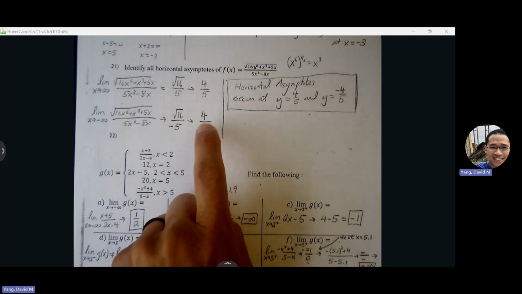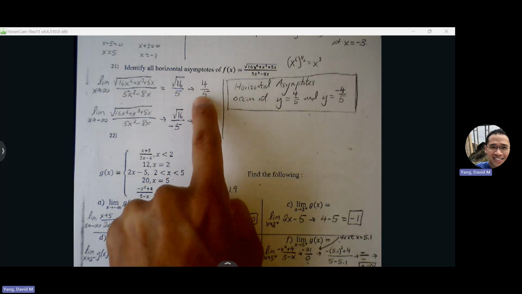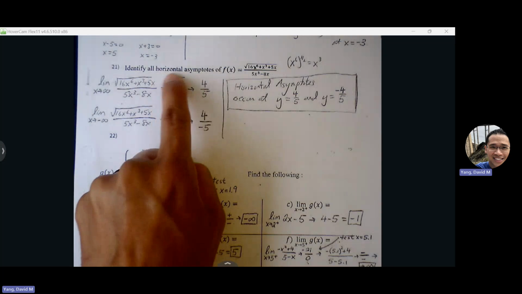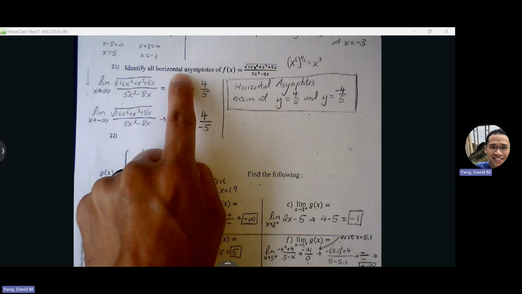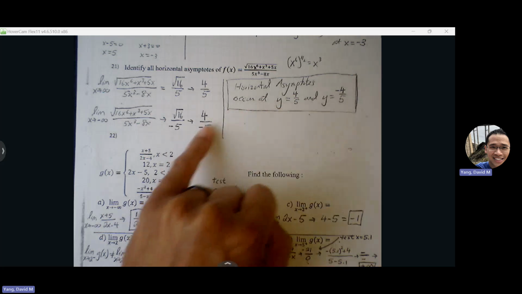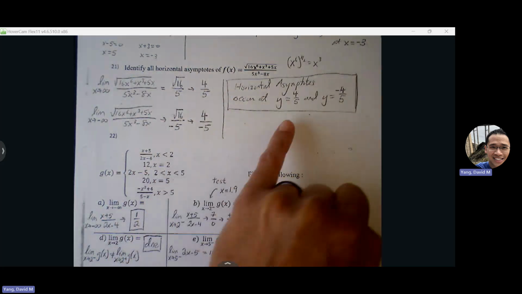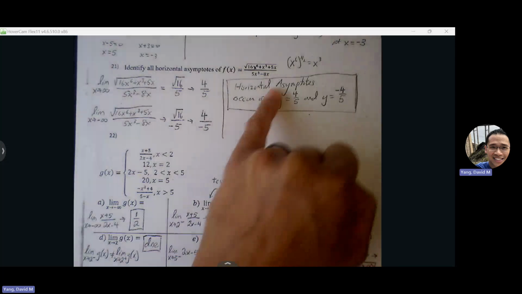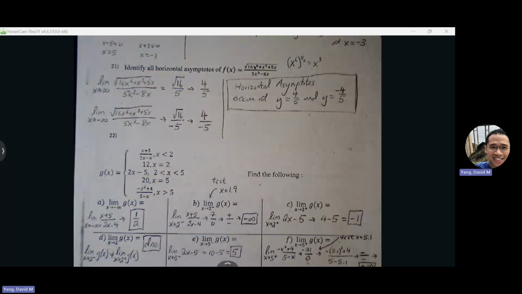I just want to point out a minor thing here: your limit is 4/5 and -4/5, but if it's asking for horizontal asymptotes, these are asking for lines. So we want to make sure we indicate y equals 4/5 and y equals -4/5. Limit is just the value, but an asymptote is a linear equation. So make sure you name it as y equals.